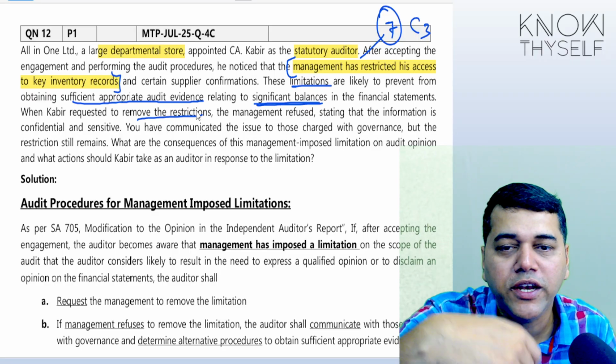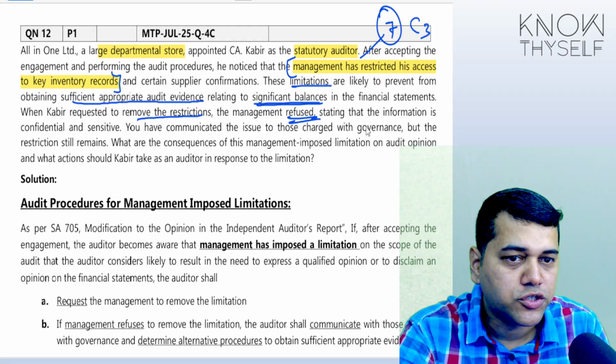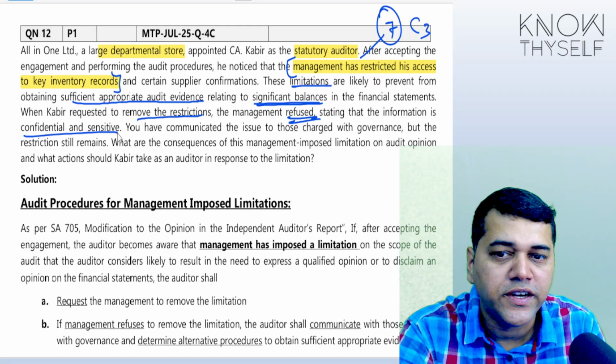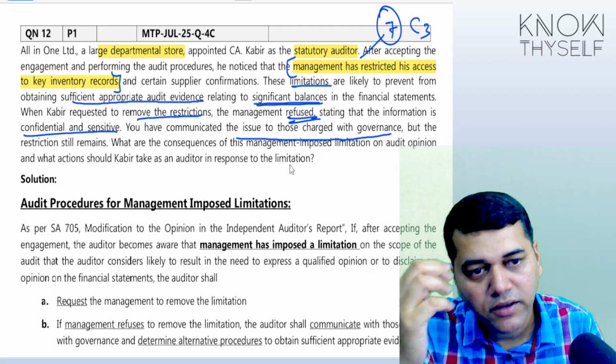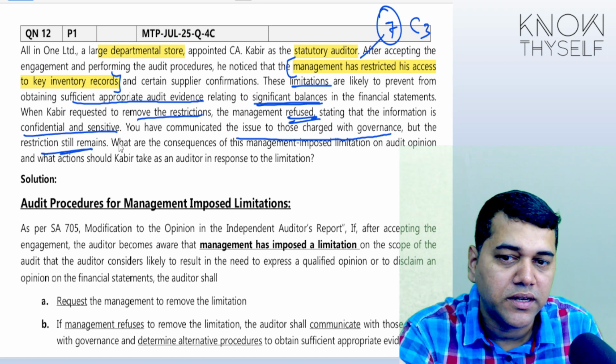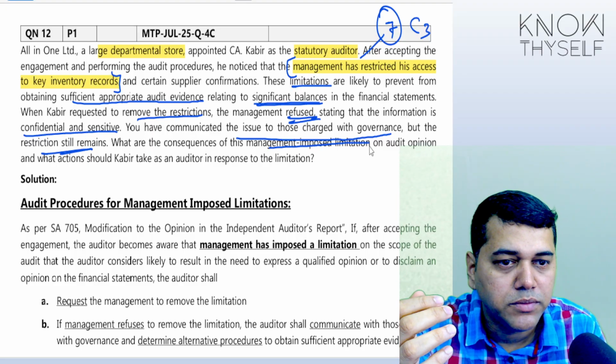Kabir requested to remove the restriction. That means again you need not go and tell, okay, request and all. But the management refused, stating that the information is very confidential and sensitive. You have communicated the issue to those charged with governance, but the restrictions still remain. What are the consequences of this management imposed limitation on the opinion?